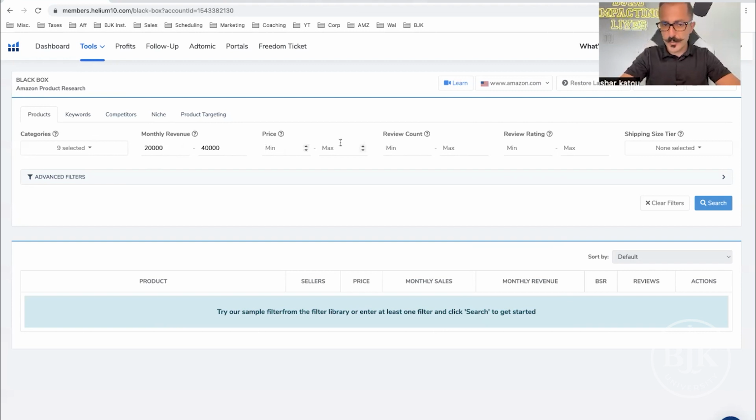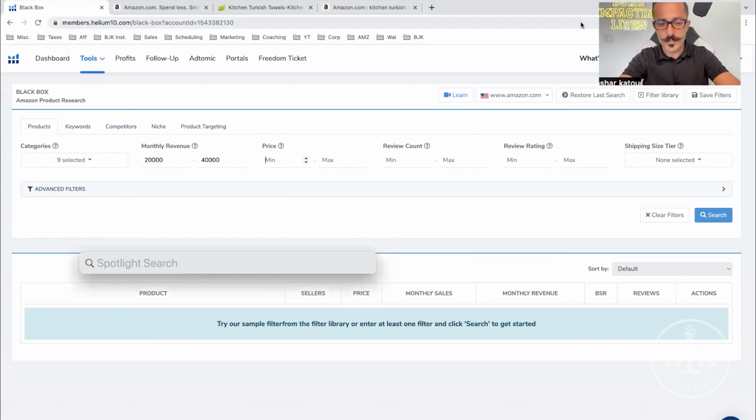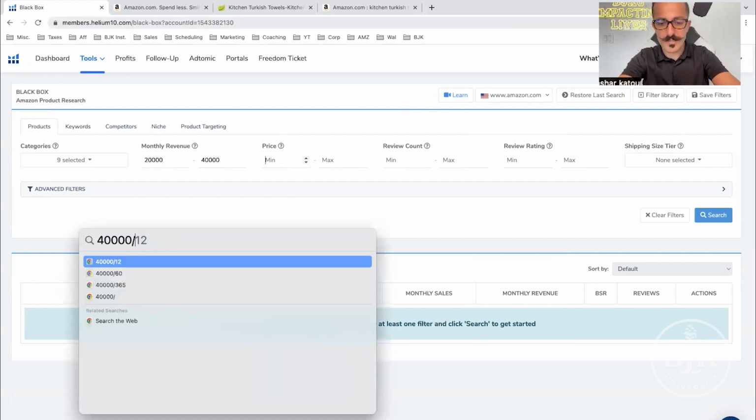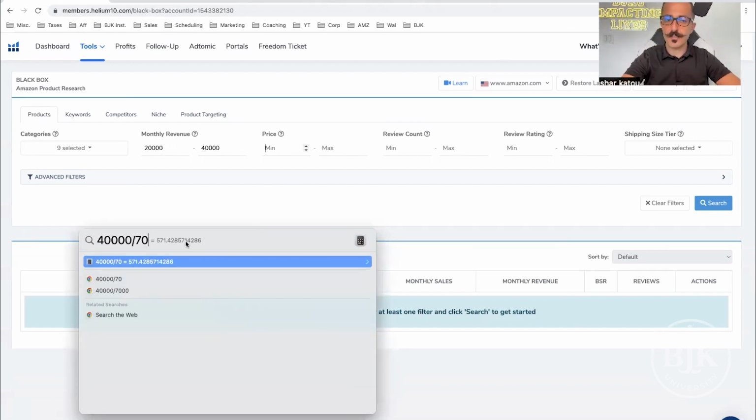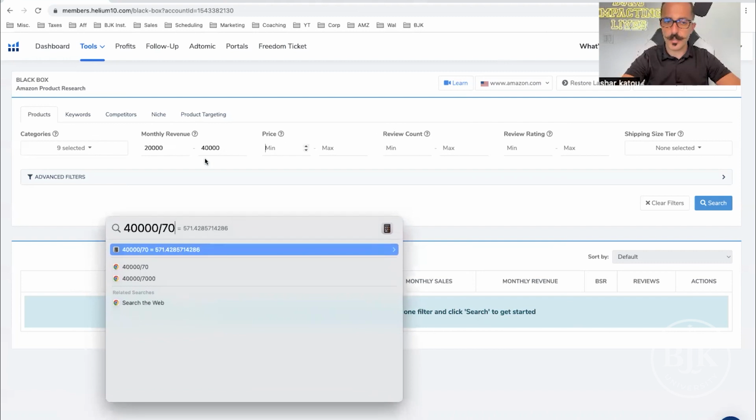Price, you can either mess with this or just leave it alone. Say I find a product that sells for 70 bucks, let's do the math: 40 divided by 70, so it sells about 500 units a month. Okay, well, I'm going to make my $40,000. If I find another product that sells for $25, that means it needs to sell 1,600 units, but I'm still going to make my $40,000.